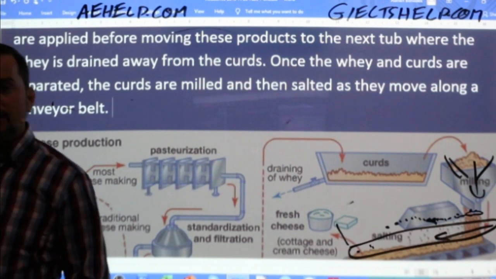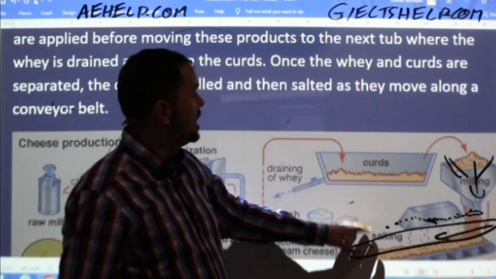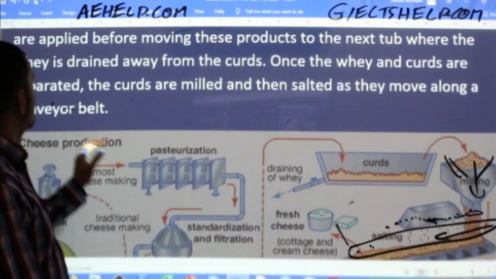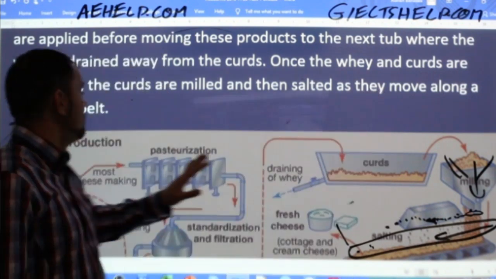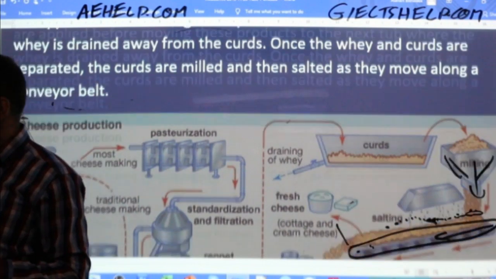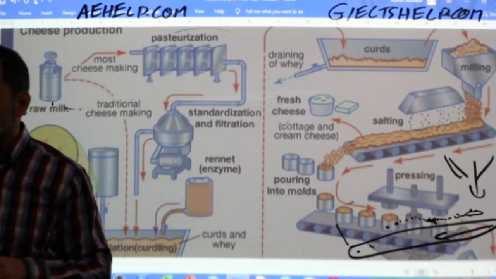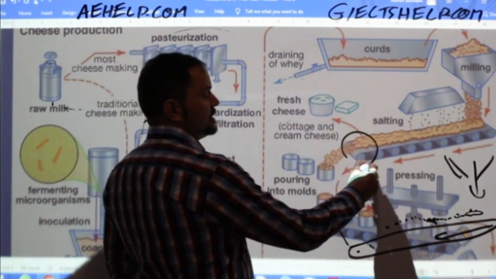Okay? It's not too bad. You just have to practice it. So this is the sentence that describes this. Once the whey and curds are separated, the curds are milled and then salted as they move along a conveyor belt. And then, how would I describe this? Okay, so how would I describe this scenario here?